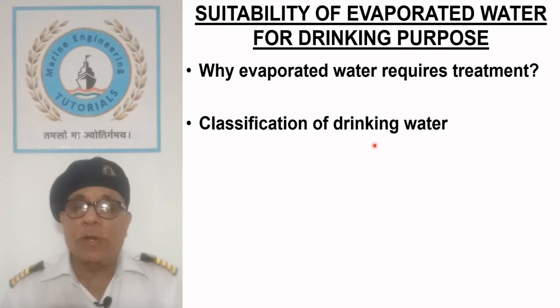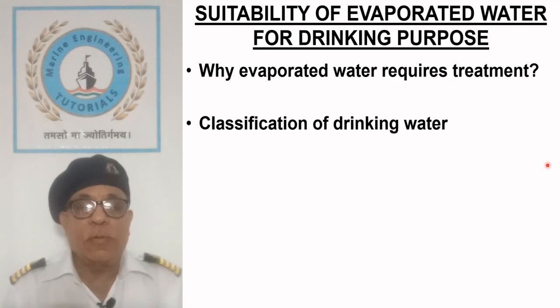Classification of drinking water. Water with total dissolved salts less than 300 mg per liter is considered excellent. Between 300 to 600 is considered good. Between 600 to 900 is considered fair, and more than 1200 is considered unacceptable.